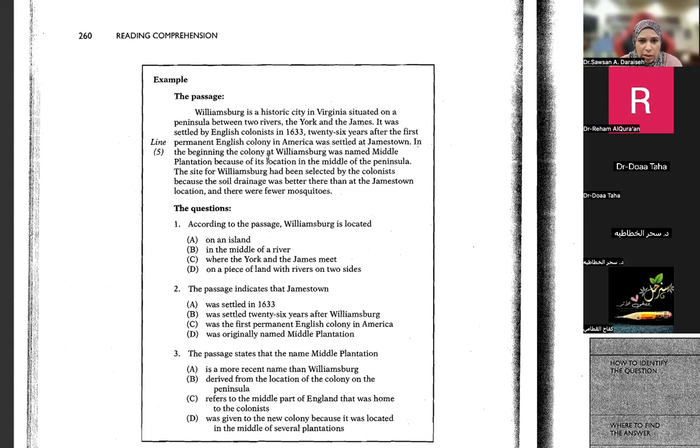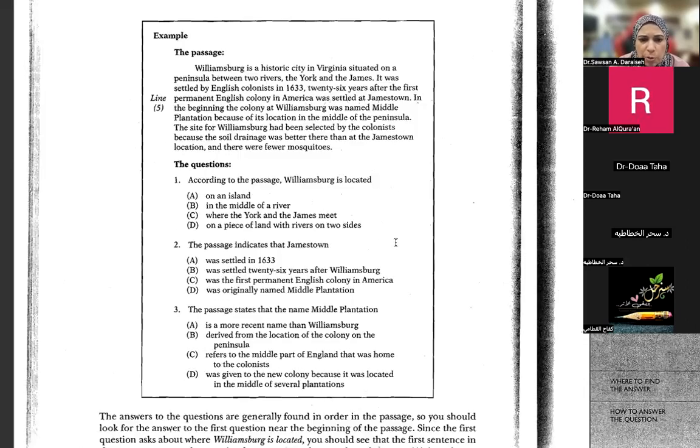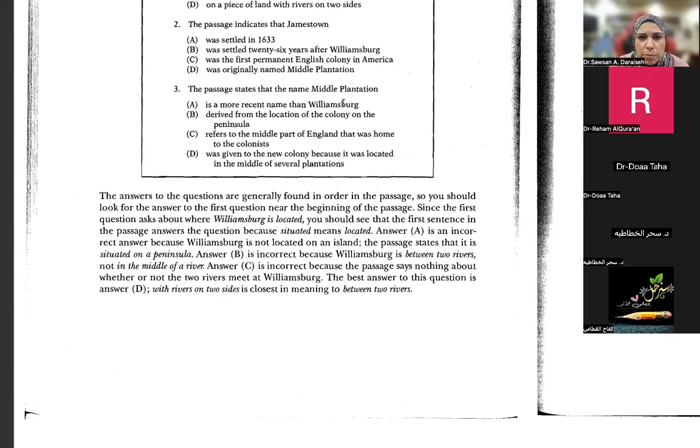In the beginning, the colony at Williamsburg was named Middle Plantation first. Why? Because of its location in the middle of the peninsula. The site for Williamsburg had been selected by the colonists because of the soil. So we know now why it was chosen. So number 1 is 100% wrong, because Middle Plantation is not more recent. It is older.